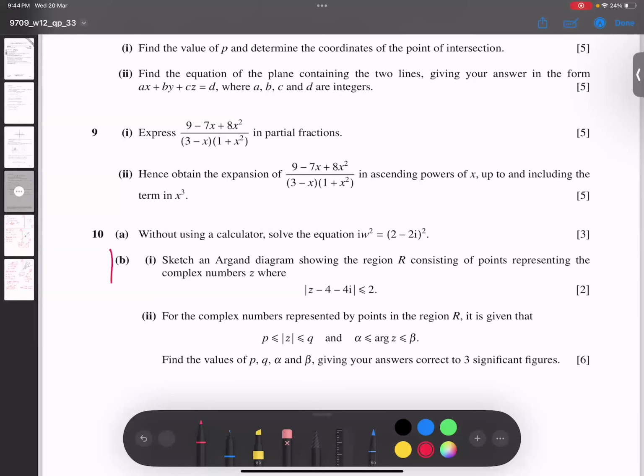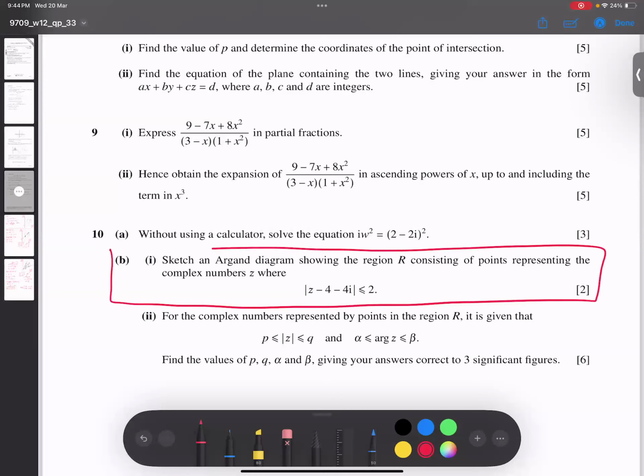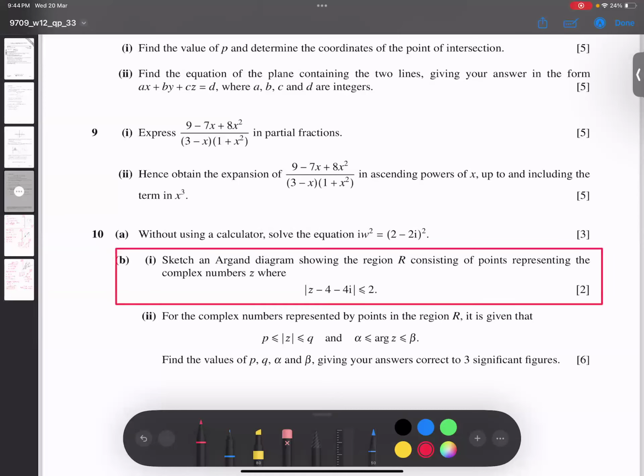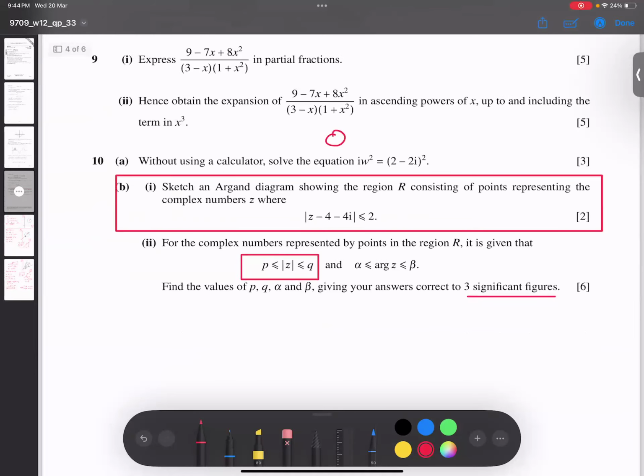First of all, the B part, part i. You have to sketch a circle diagram, and I'm not giving the full argument part. I will give it to you later on. You will just do this one part. It is complex numbers, and you have to give answers to 3 SF. This is our task. Let me give you the exam paper: October 2012, variant 33, question number 10, B part.